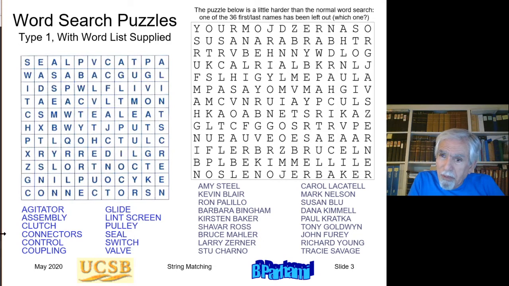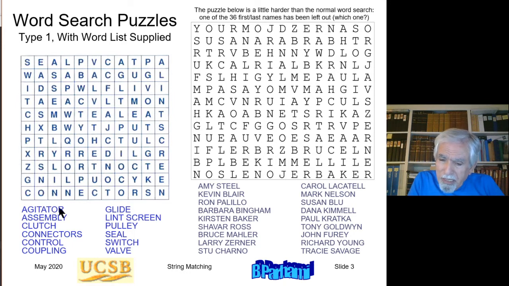So for example, if I'm looking for the word agitator, the first one on the list, I find it here. See, agitator. Okay, if I'm looking for the second word, assembly. So typically what I do, I just cross out that word and then cross out this word from the list of words to know that I've made some progress. Okay, then assembly.